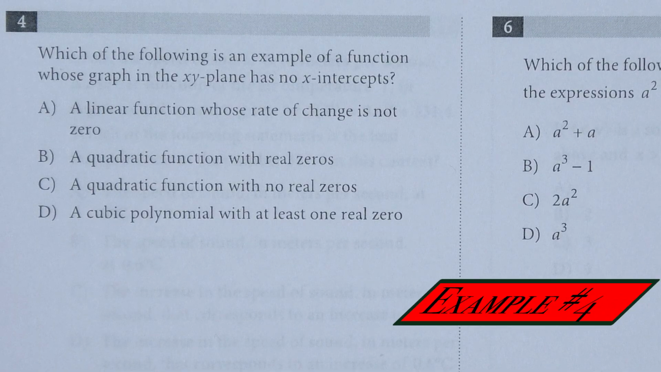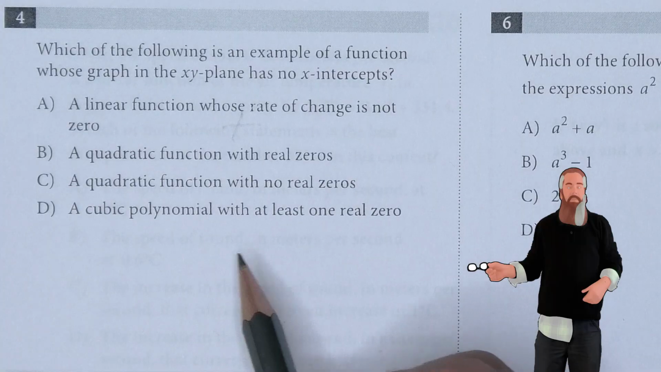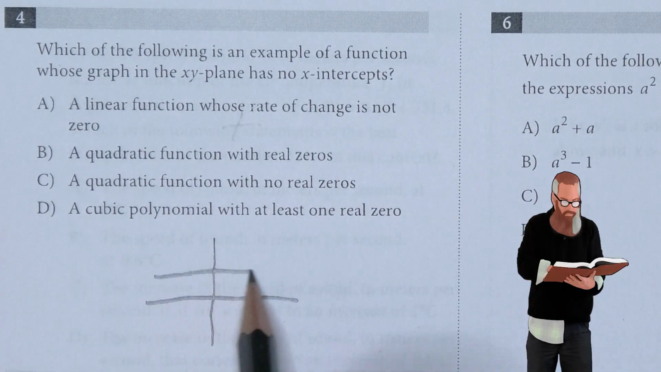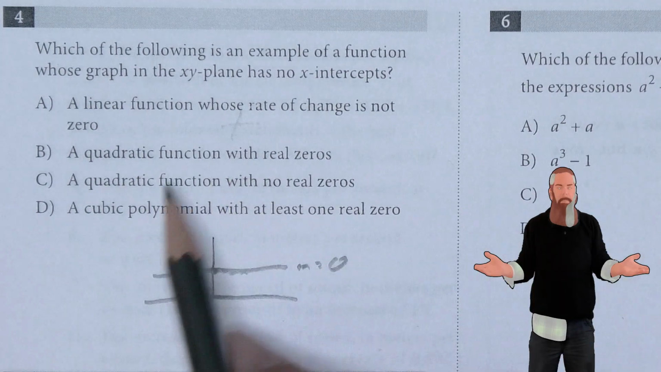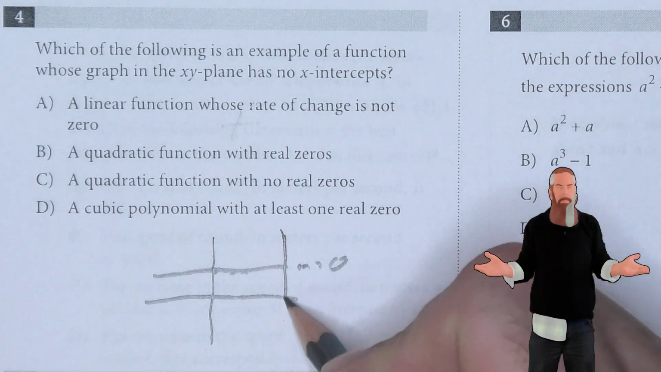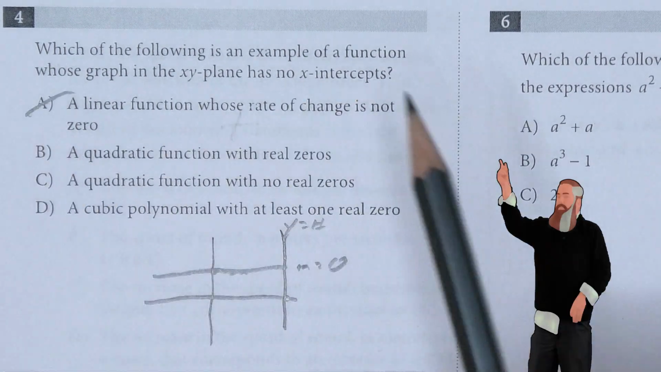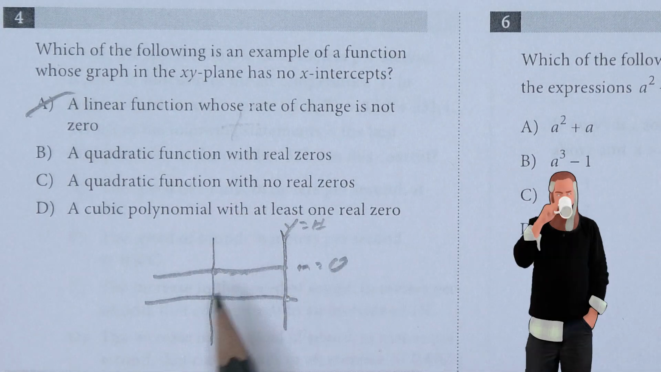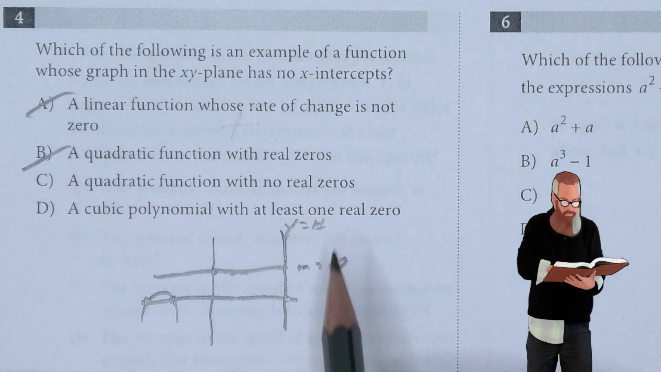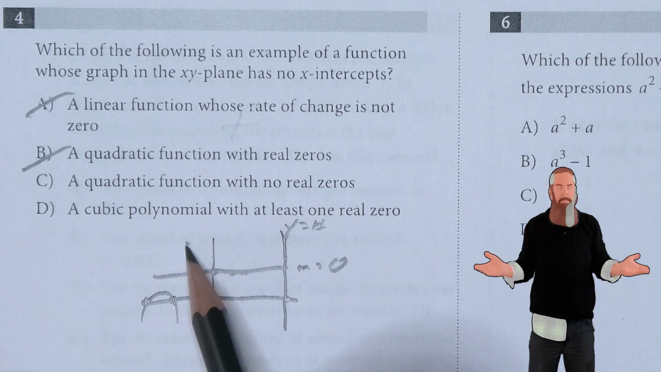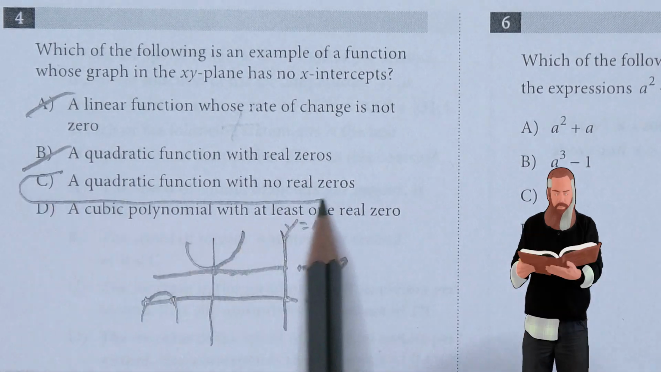Which of the following is an example of a function whose graph in the xy plane has no x-intercept? So if we were looking at an xy plane, then a horizontal line would be a line where the slope is equal to 0. That can't be the case because it's not one of the things we're actually looking for here. Now, if I had a vertical line where y was equal to some number, then there would be an x-intercept, meaning that A can't be an answer. A quadratic with real zeros means it's going to cross the x-axis in more than one place, so it can't be B. Now, a quadratic function with no real zeros would be something like this, where it's above the x-axis but does not cross it, and C certainly is an answer.